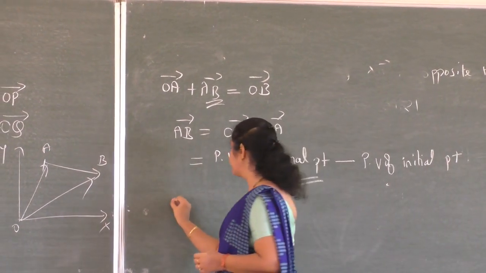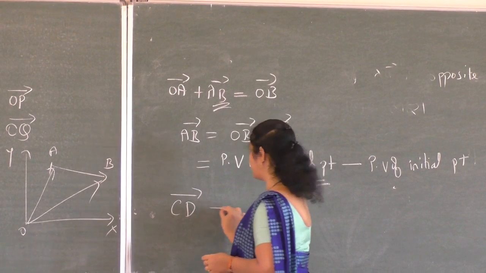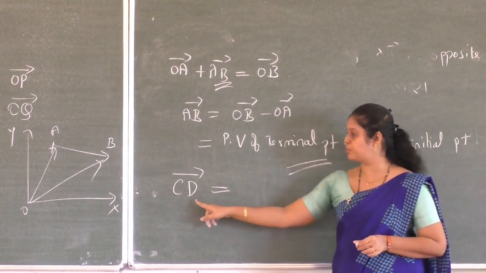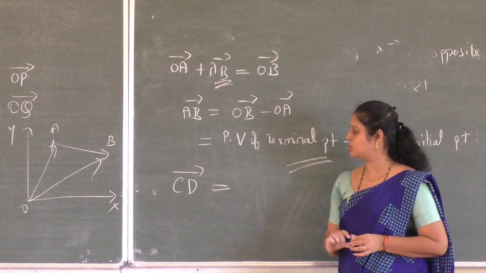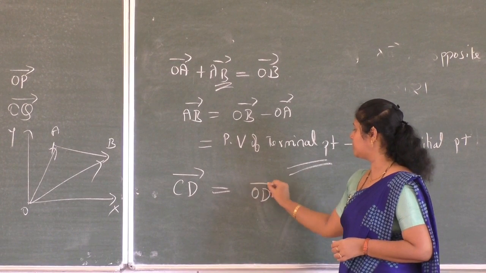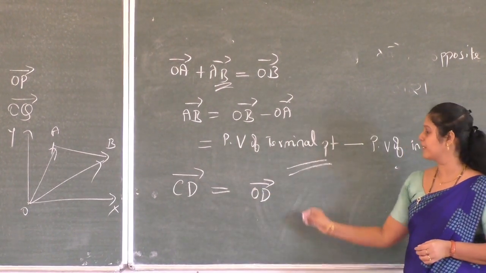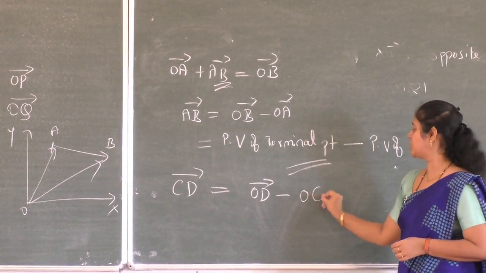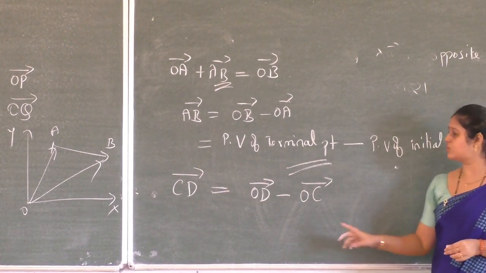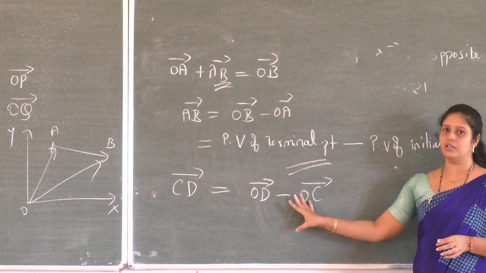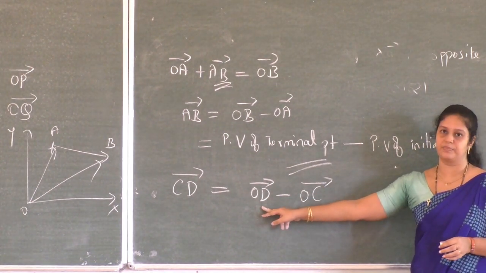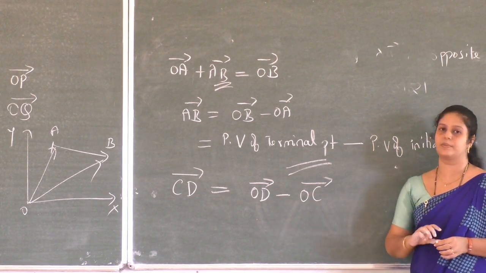Okay, now similarly, if I want to write vector CD as position vector using the origin, then I can write it as the position vector of the terminal point, vector OD, minus the position vector of the initial point, vector OC. So this way we can write any vector in the 2D plane as a difference of position vectors.